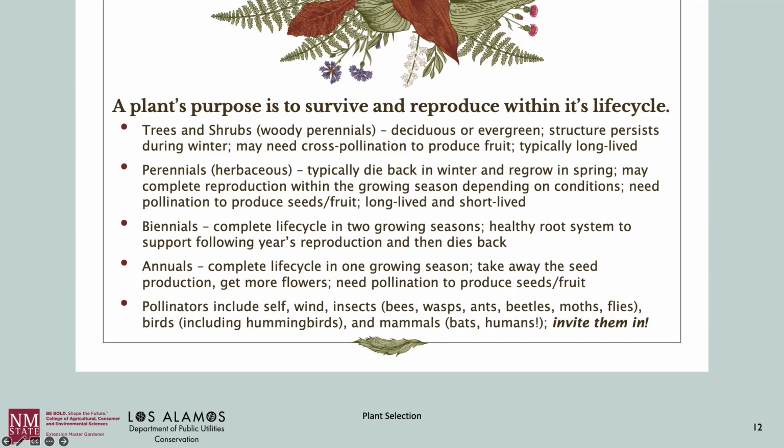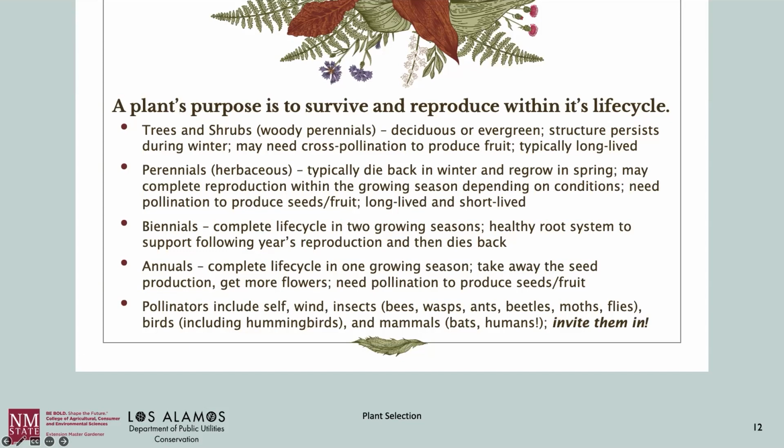But first, I just want to say, what's a plant's purpose, right? The plant is trying really hard to survive, and to reproduce. That's what plants do. They try to survive and reproduce within their time frame. So our job is to try to maximize its chance of doing that. There's lots of nuances, so that's just sort of where we'll leave it.